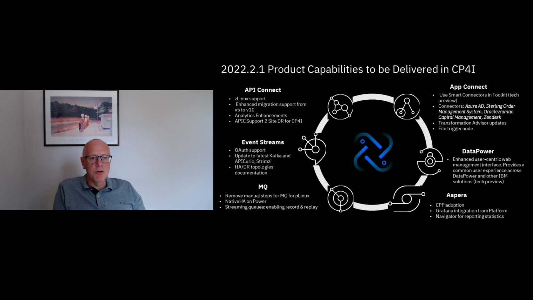We've also updated all of the stack to the latest Kafka and API Curio and Strimzi open source levels and so on. And we've introduced new documentation that describes the HA topologies and so forth. So that was a run-through of the product-level enhancements that you will see in the Cloud Pak for Integration in this release. But that's not the only enhancement we've made.